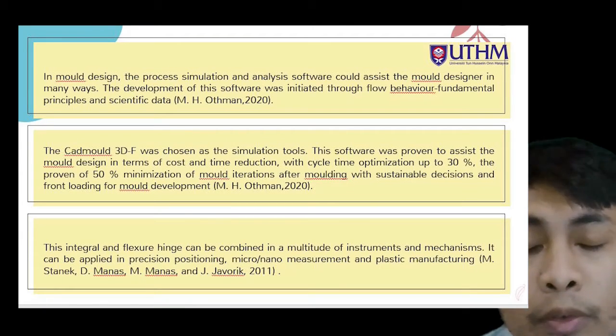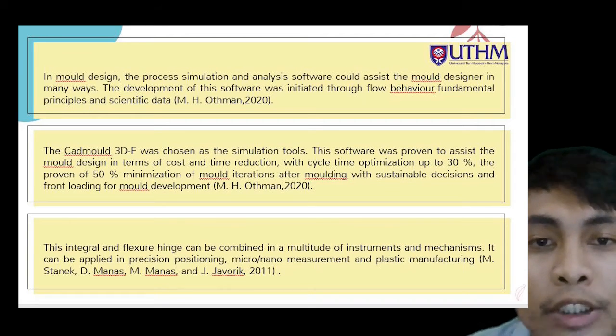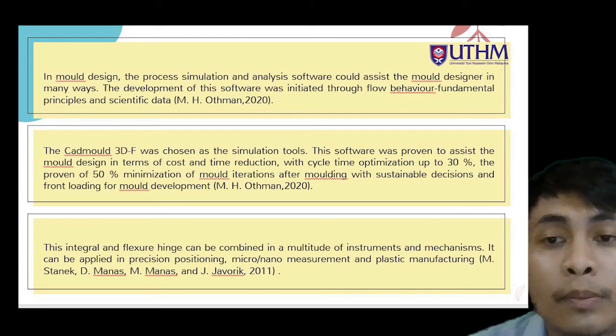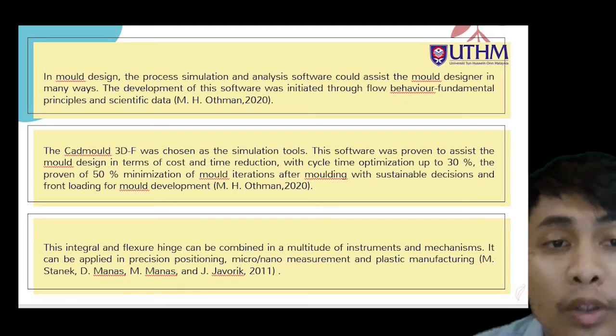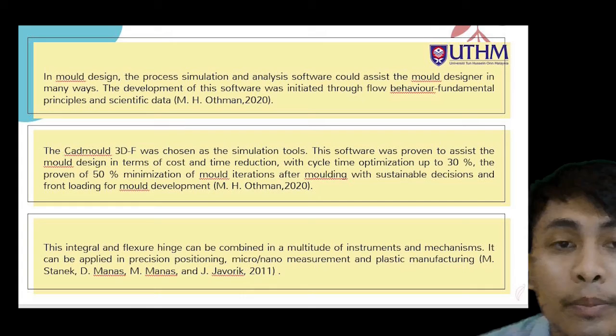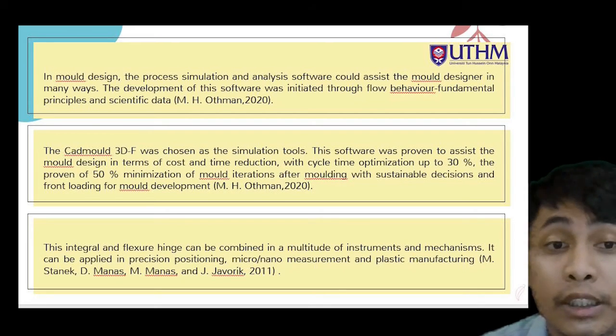Okay, now I will explain about the literature review. From the research paper, I can see that simulation is an important part of injection molding. Simulation has been widely used in the plastic manufacturing industry with more than 20 years of research and development. The injection molding software could achieve up to 99% accuracy of prediction.